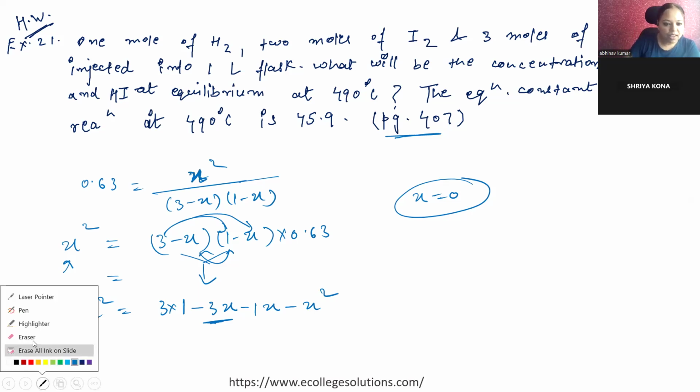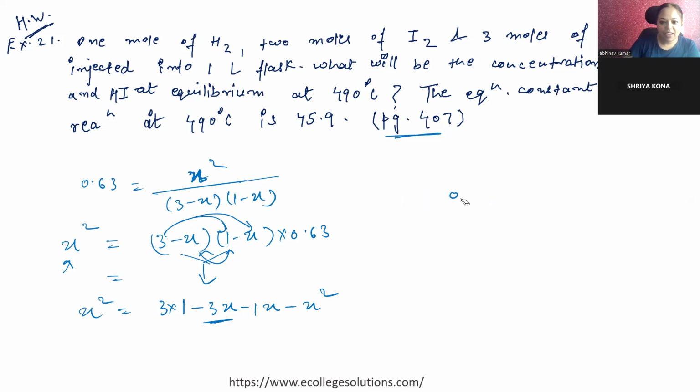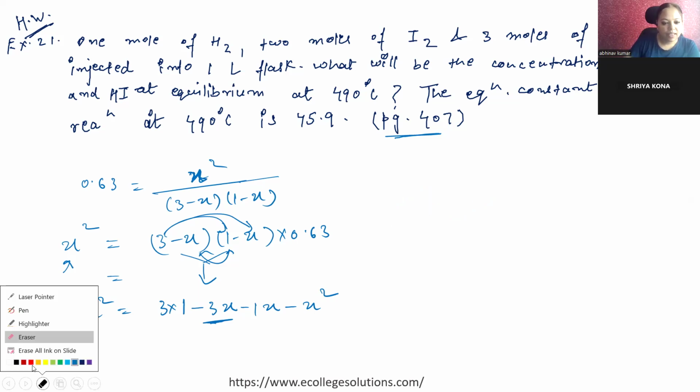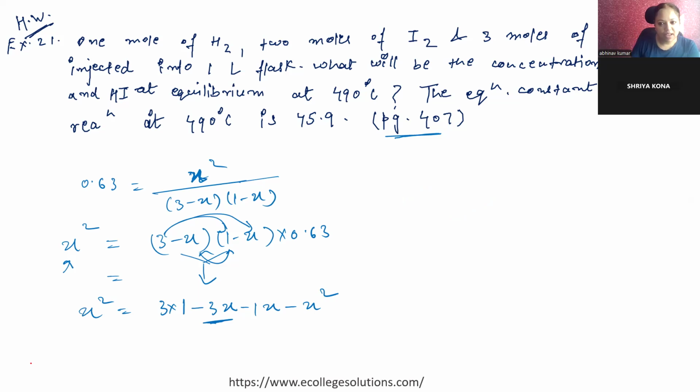I understand how to do it if you assume X is zero, but how can you assume X is zero if the equilibrium value is not low enough?